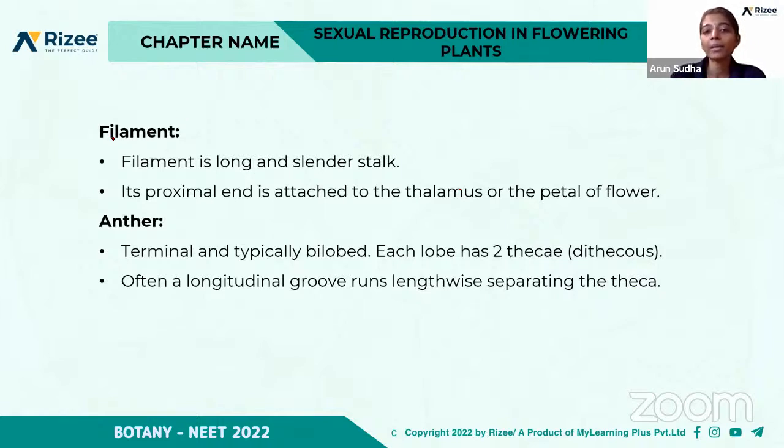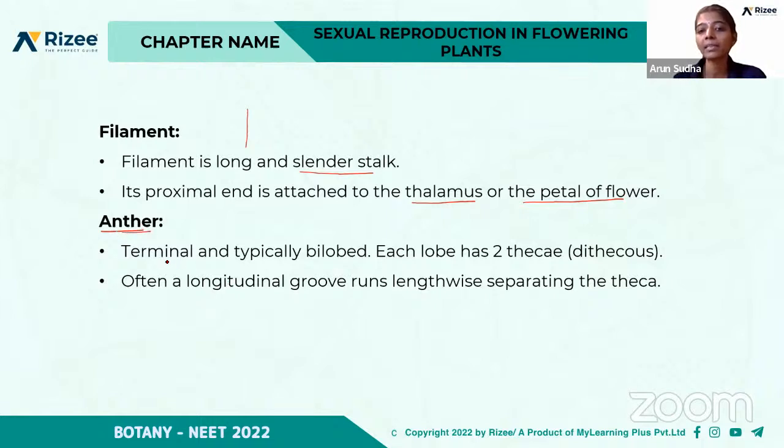If you take the filament, what is the role of the filament? It is a long and slender stalk which carries the anther. Its proximal end is attached to the thalamus or the petal of the flower. The thalamus is present at the lower part, so this filament is attached to the thalamus or the petal of the flower. And then at the tip of the filament is the anther.